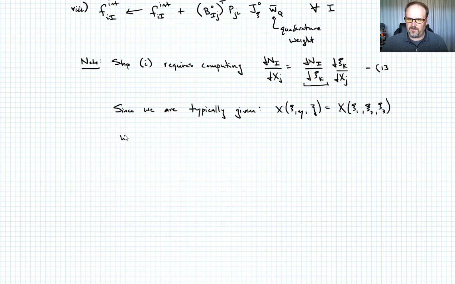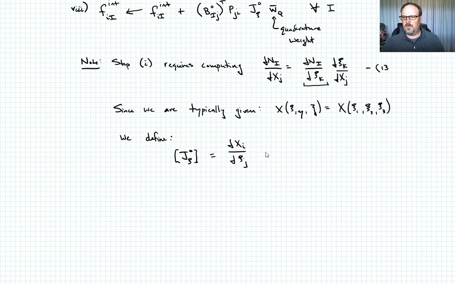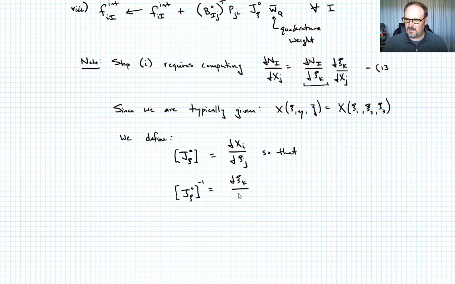Because of that, we define the quantity J_xi naught, which I'm going to put as a matrix now, equal to the partial of x_i with respect to xi_j. So if we wanted to take J_xi naught inverse, that would look like the partial of xi_k over x_j, and I'm putting it in a form I can make my substitution in. So I can go ahead and use this definition to rewrite equation 13.